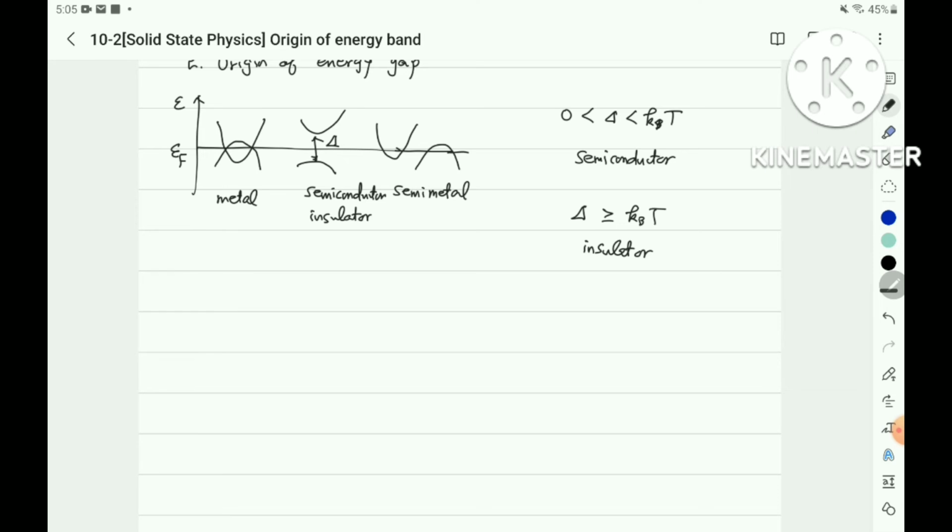To conclude, the origin of the energy band gap is the Bragg reflection of the electronic wave function. The origin of the energy gap is the Bragg reflection of the electron wave at the zone boundaries.